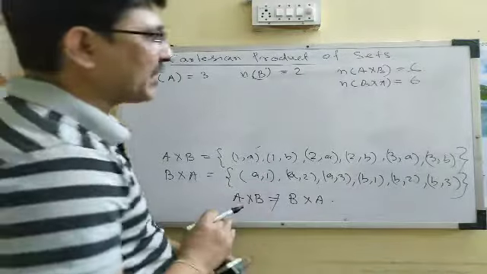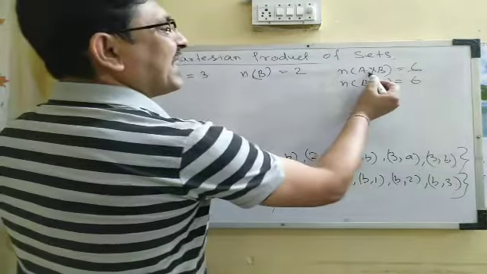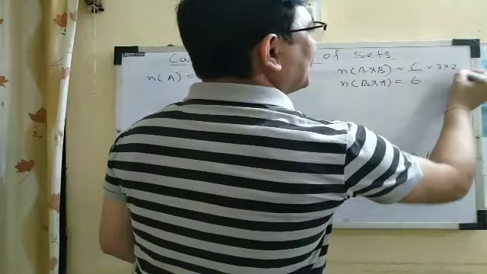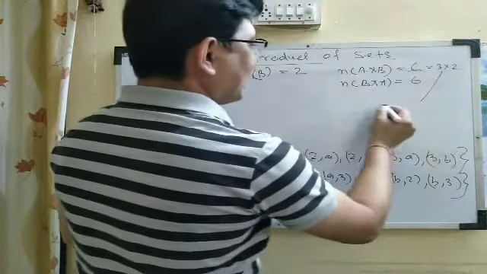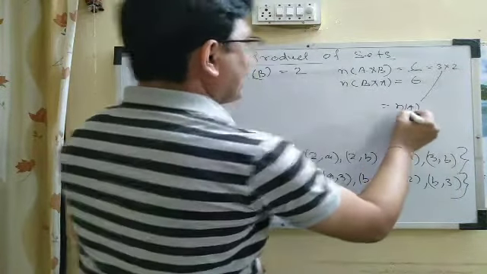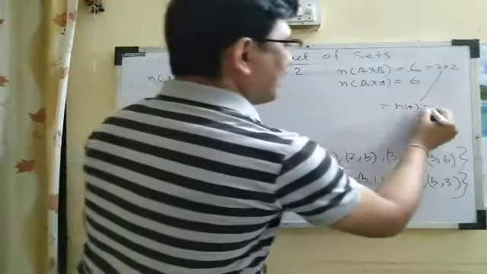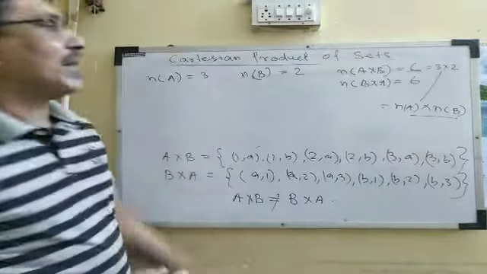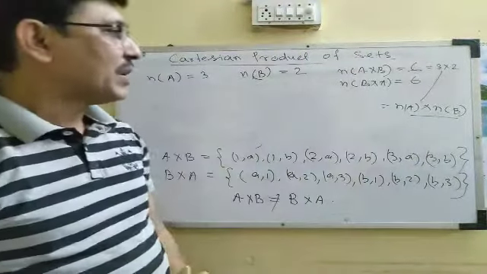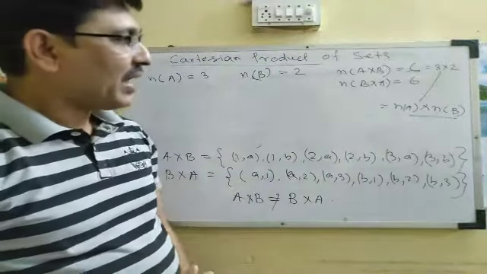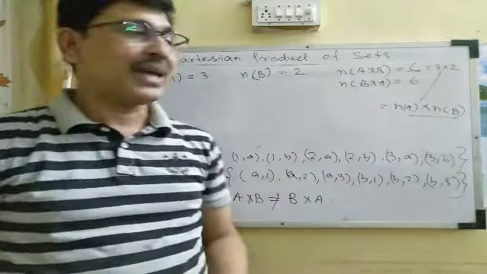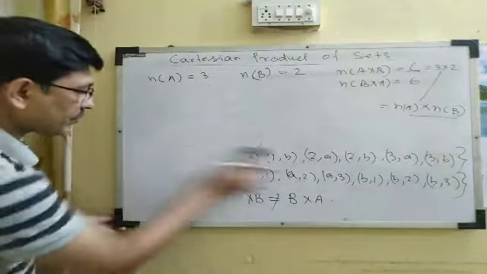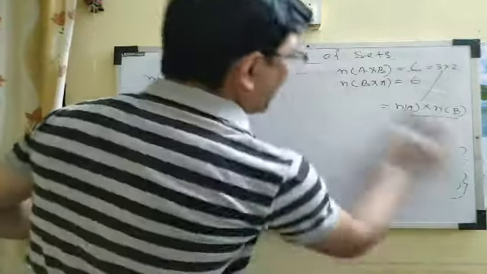Again, one more thing you can observe: the number of elements in A cross B is 6, and this 6 can be written as 3 into 2, and this 3 into 2 can be written as the number of elements in A multiplied by the number of elements in B. So the number of elements in A cross B can be written as the number of elements in A multiplied by the number of elements in B. So let us take some properties of this Cartesian product.